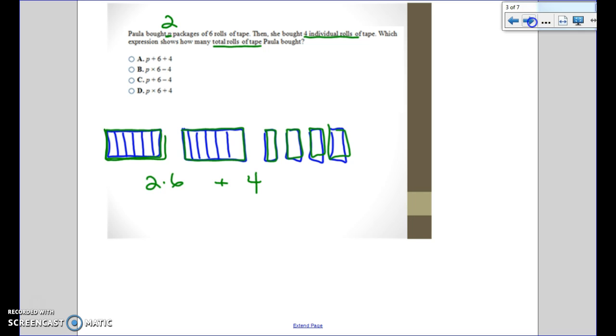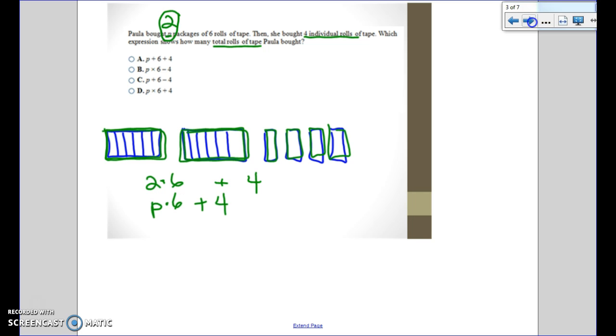Okay, we have 2 packages, and there are 6 rolls in each one, and then we're going to add 4 individuals on the end. So in this case, we decided that 2 was our variable of P, but instead of using 2, we could use P. So P times 6.